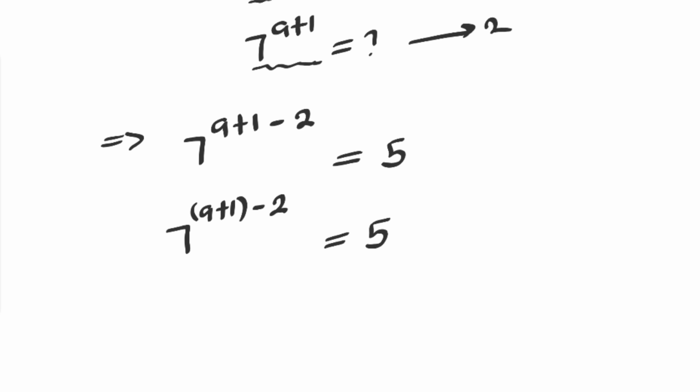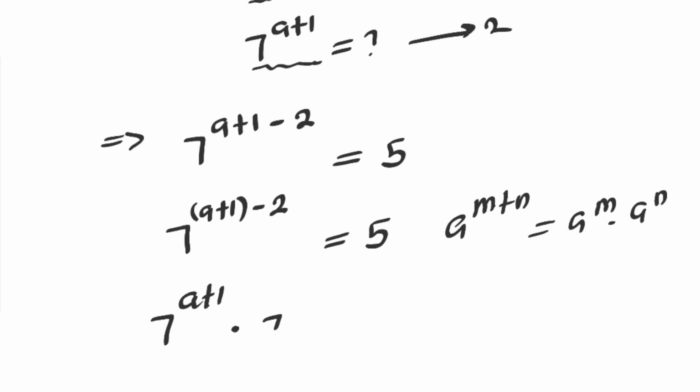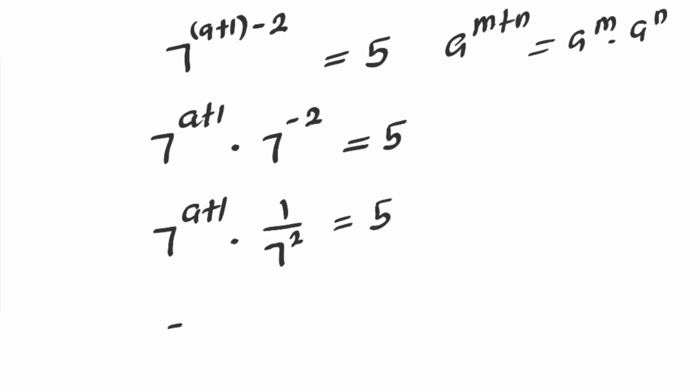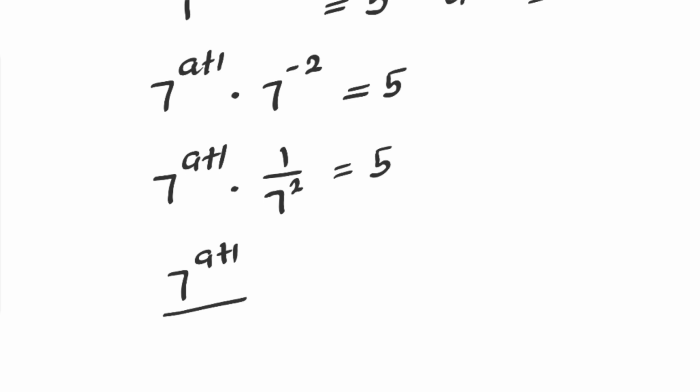Now, this is the same thing as if you have a raised to power m plus n is equal to a raised to power m multiplied by a raised to power n. We have 7 raised to power a plus 1 multiplied by 7 raised to power minus 2 is equal to 5. 7 raised to power minus 2 is 1 over 7 square, so we have 7 raised to power a plus 1 over 7 square, that is 49, is equal to 5.